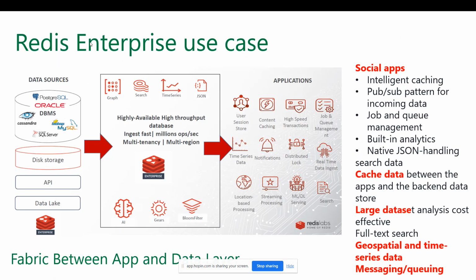So these are our Redis Enterprise use cases: social applications, intelligent caching, pub/sub, countdown, job and queues, built-in analytics, native geospatial handling. This is for those applications. Cache data between the application and backend data store, session store, large data sets for analytics and cost effectiveness, full text search, geospatial, time series data, messaging queue. This is the whole range of applications of Redis Enterprise.